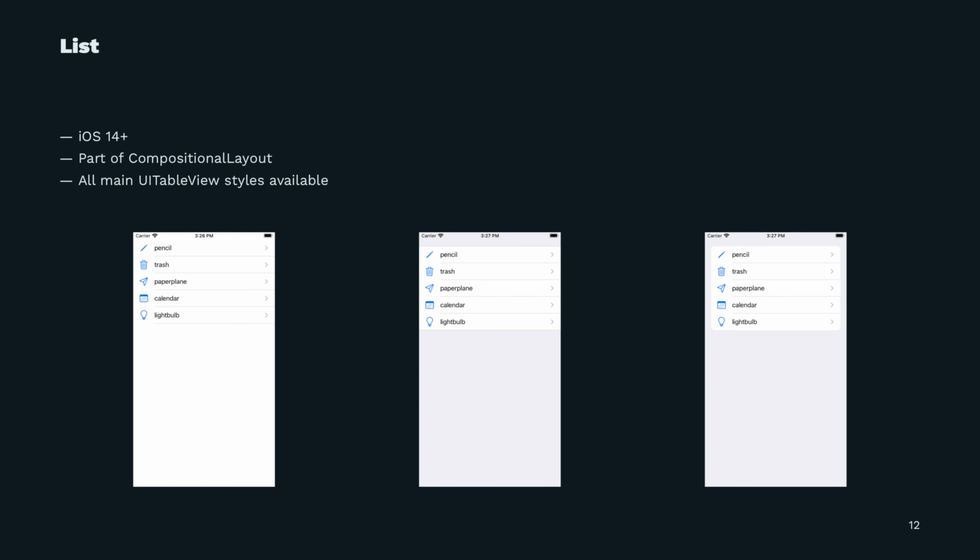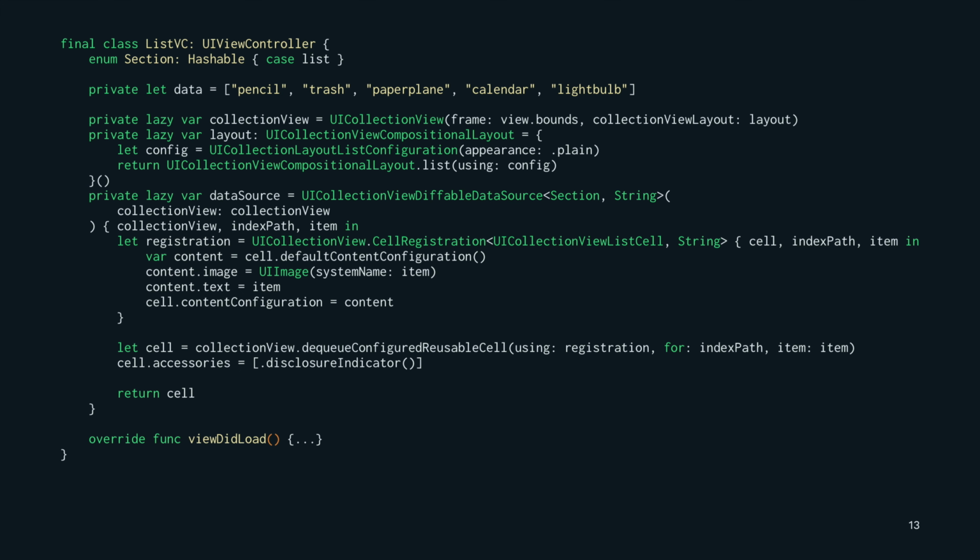Also, in the iOS 14 SDK, we have the new list style. Essentially, all of the UITableView-like styles are included, and it is part of compositional layout. All of these pictures below are actually UICollectionViews. To make one, you basically use the list static method on compositional layout, and you pass it a config. Also, it works well with the new cell registration and configuration API, which I will introduce in the second half of this presentation.